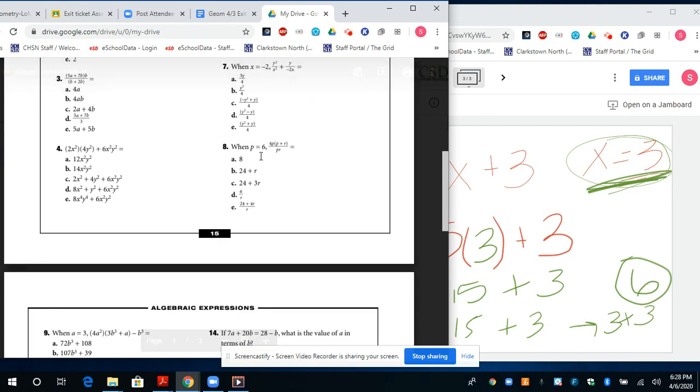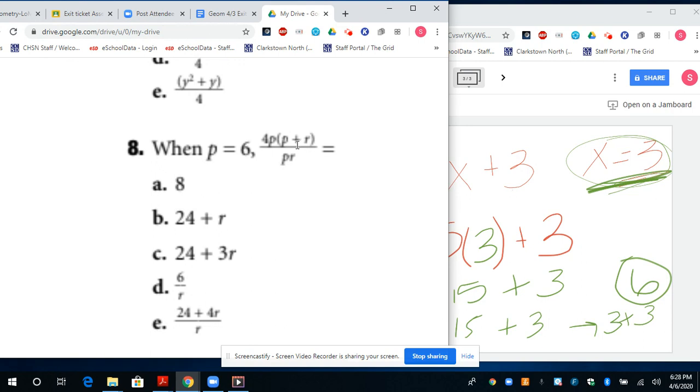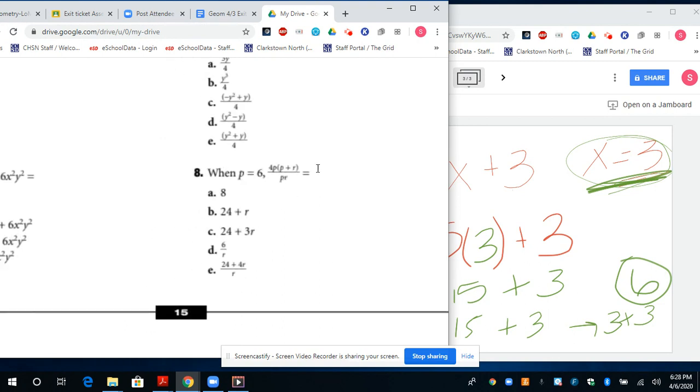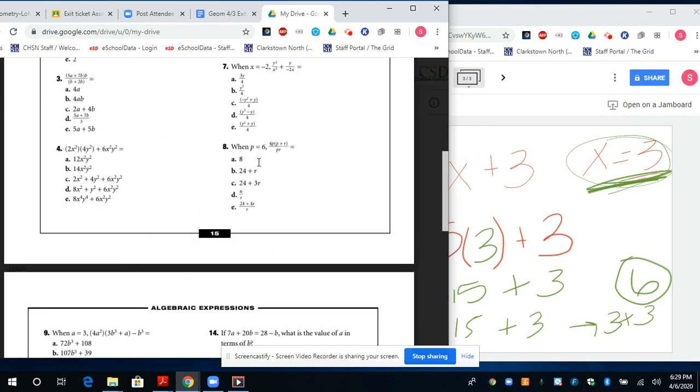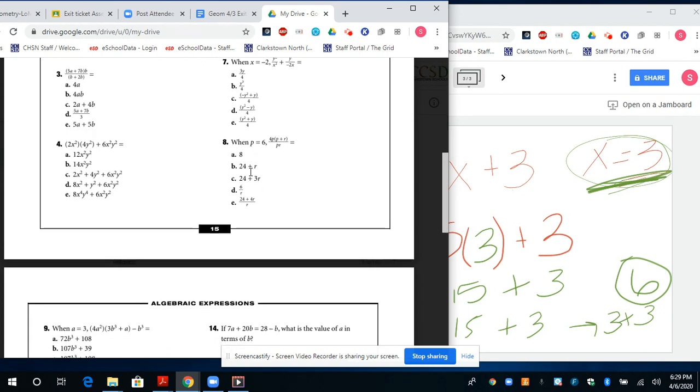So for number 8, they're only telling you p is 6. So if only p is 6 and you have an r in here, should you be getting a number as your answer? Hopefully you said no, because you should have the r still there. You're not plugging anything in for r, so r should still be in your answer. So we can actually get rid of choice A for that one.